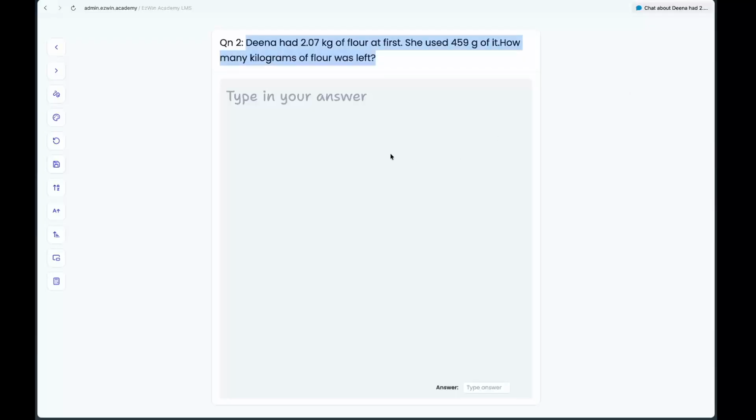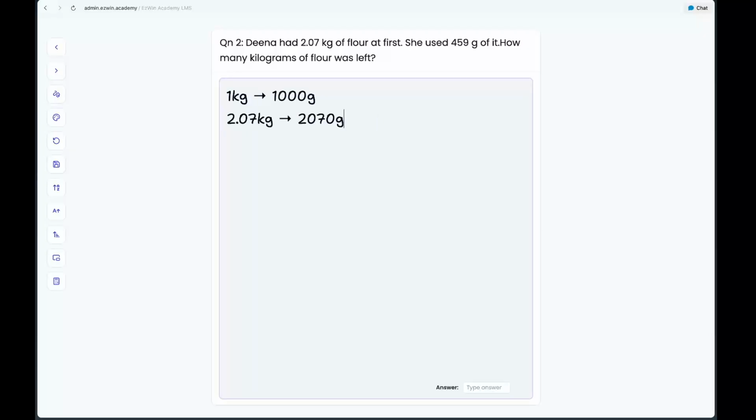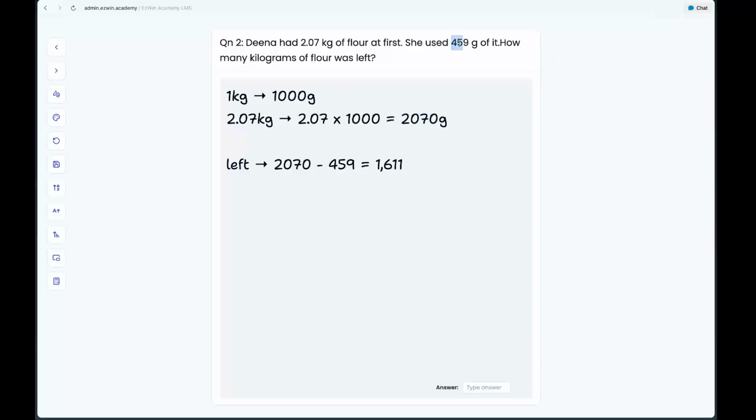So in this case, we know that 1 kg is 1000 grams. So 2.07 kilograms would then be 2070, so basically 2.07 times 1000. This will give us 2070 grams. The next thing is, how much are we left with? In this case, what we are left with is basically 2070 minus 459, and this will give us 1611 grams over here. That's it.